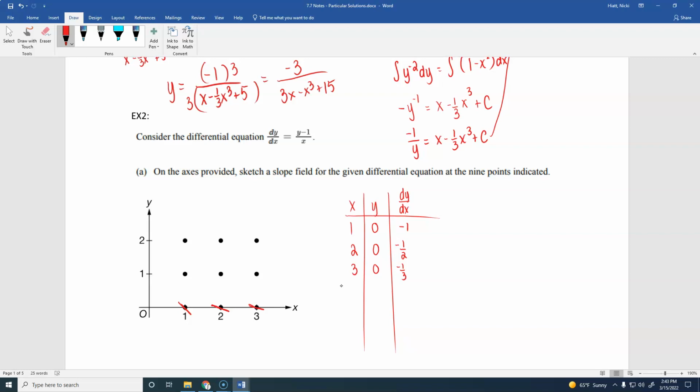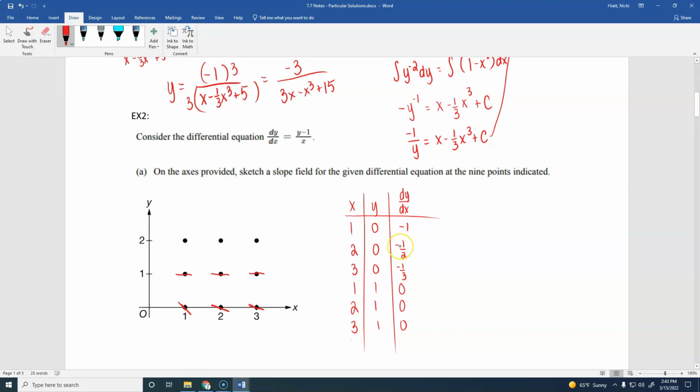Okay. Then we're going to do the next row. We'll have 1, 1, which is going to give us 1 minus 1, which is 0 over 1. So we get 0. And it's going to happen for all of these. At 2, 1, you're still going to get 0, and at 3, 1, you'll still get 0. So you're going to have horizontal slopes there.